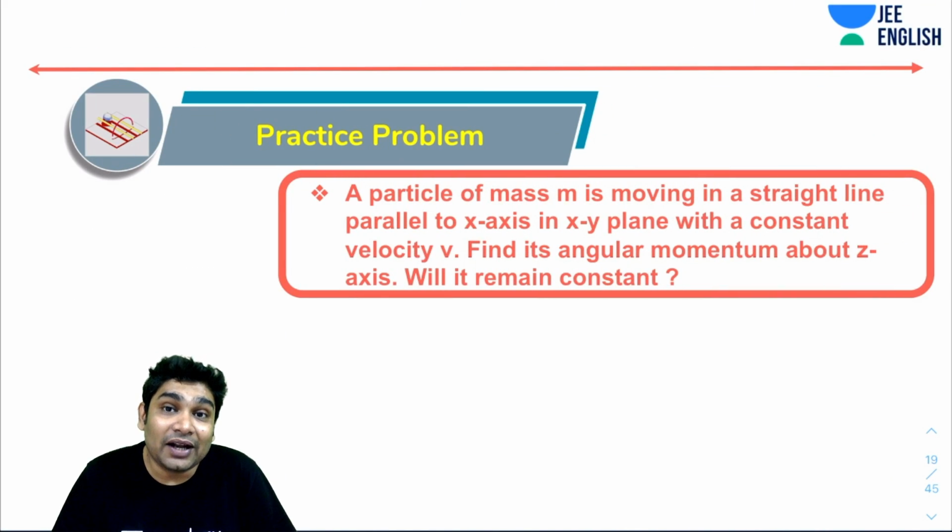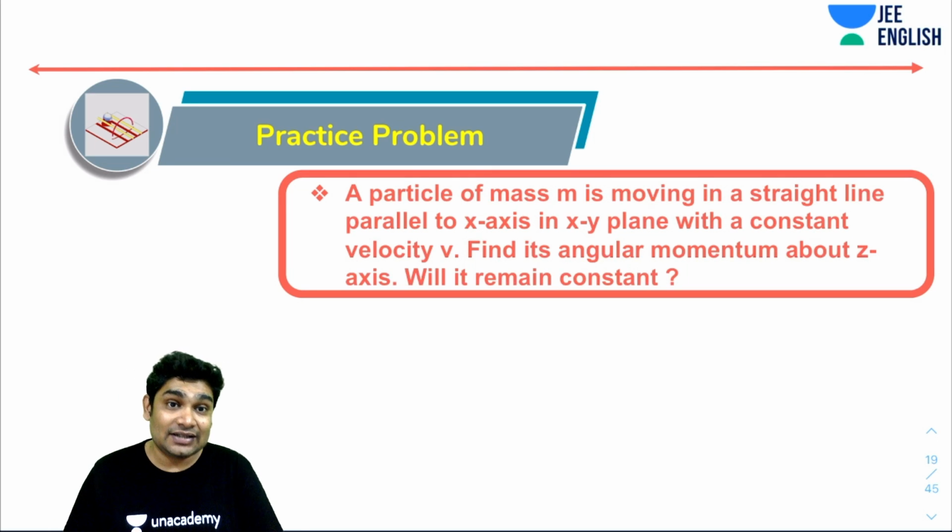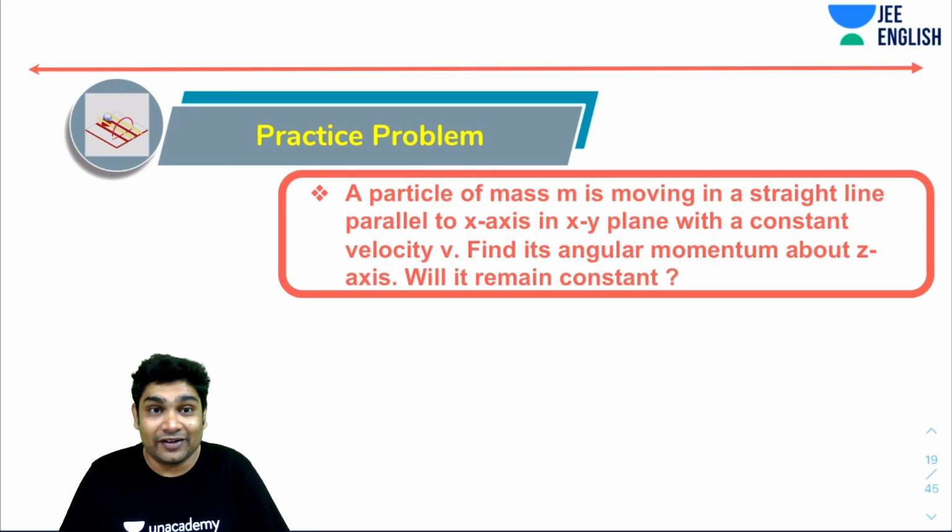You have been told a particle of mass m is moving in a straight line, parallel to the x-axis in the xy plane with a constant velocity v. Now find the angular momentum about the z-axis, and you also have to tell me, will that remain constant? This is the question that has been asked in JEE Advanced also. Okay, so give it a try.